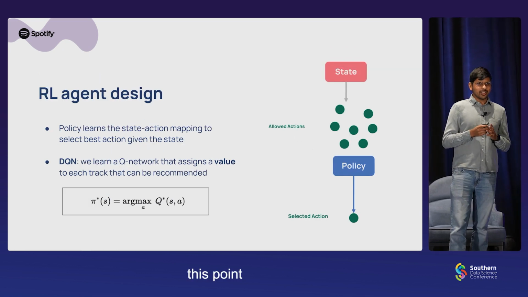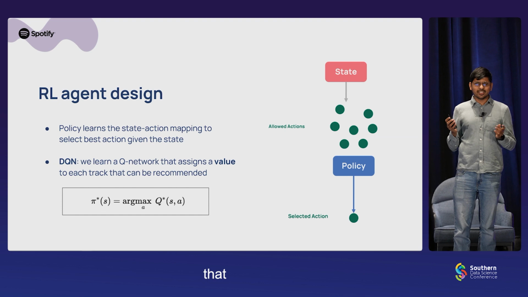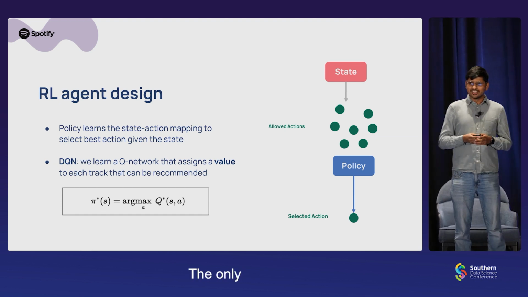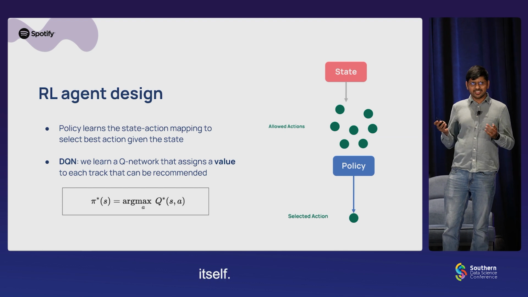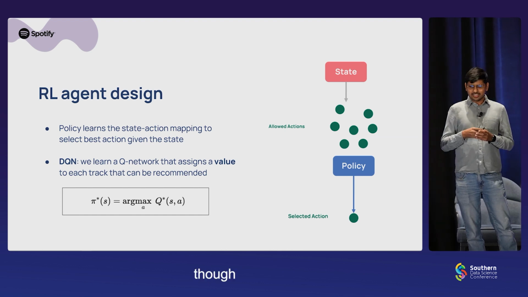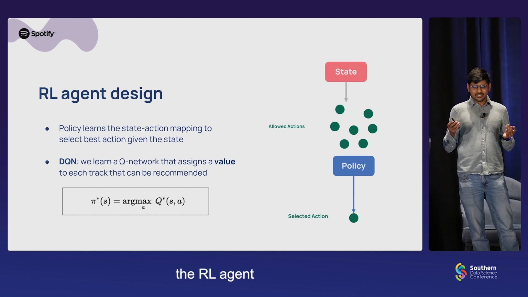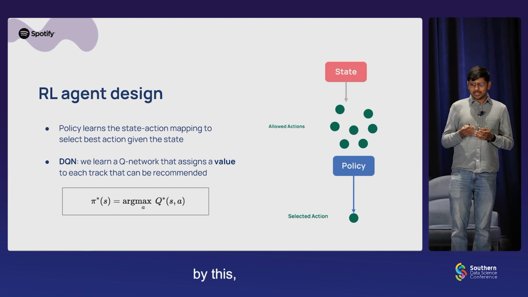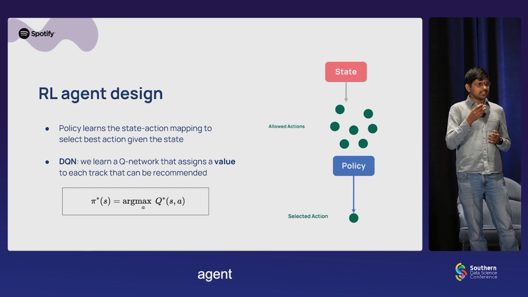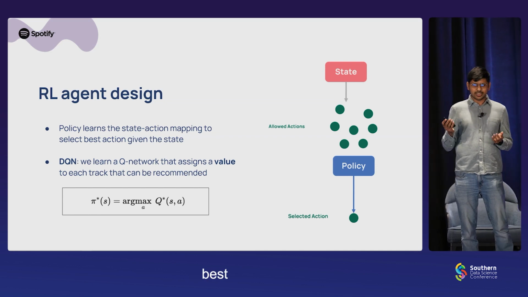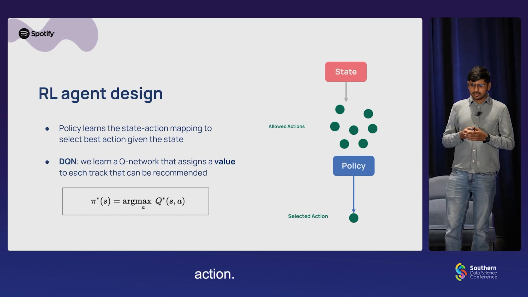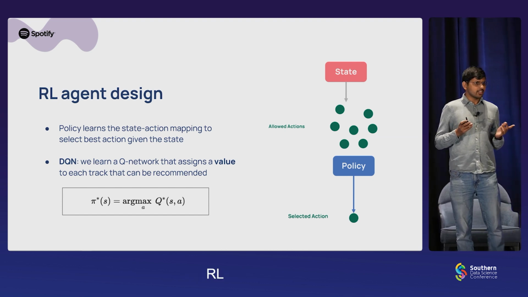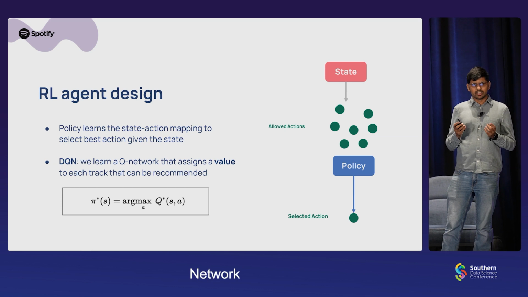Right. At this point, I think we have all the components that we need to build the simulator to train an RL agent. The only missing bit is the RL agent itself. So we want the RL agent to learn an optimal state-action mapping. By this, I mean, given a state, the agent must learn to generate the best possible action. The illustration on the left side shows a standard RL algorithm called the deep Q network.